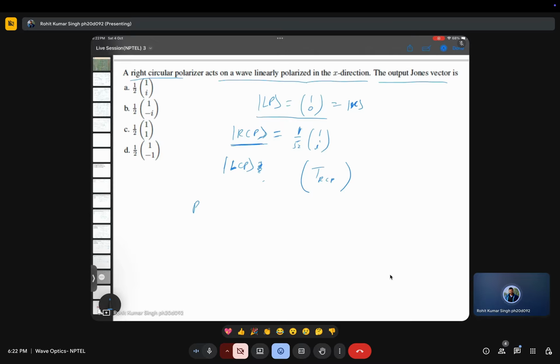Do you guys know about eigenfunctions and eigenvalues? Have you heard about it? Yeah, only heard about it. Okay, no problem. Let me try to explain what it means. When I was discussing this Jones matrix, I told you any vector that you take, suppose you have a vector A, you can resolve it in terms of unit vectors i and j, right?